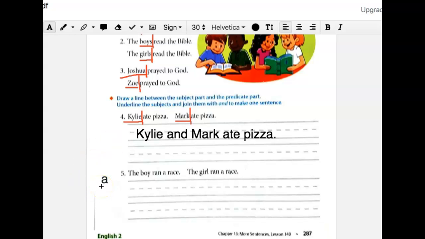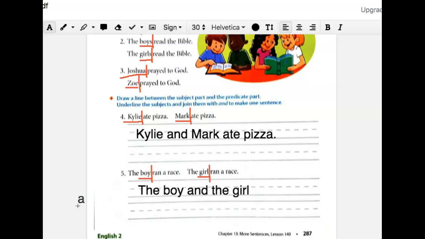Number 5, the boy ran a race. The girl ran a race. Can we combine these two sentences? Yes, we can, because they have the same predicate part. Now we can combine the two subjects. What are the subjects of these sentences? The subject of this sentence is boy. And the subject of this sentence is girl. So we can combine these two by adding and. The boy and the girl.